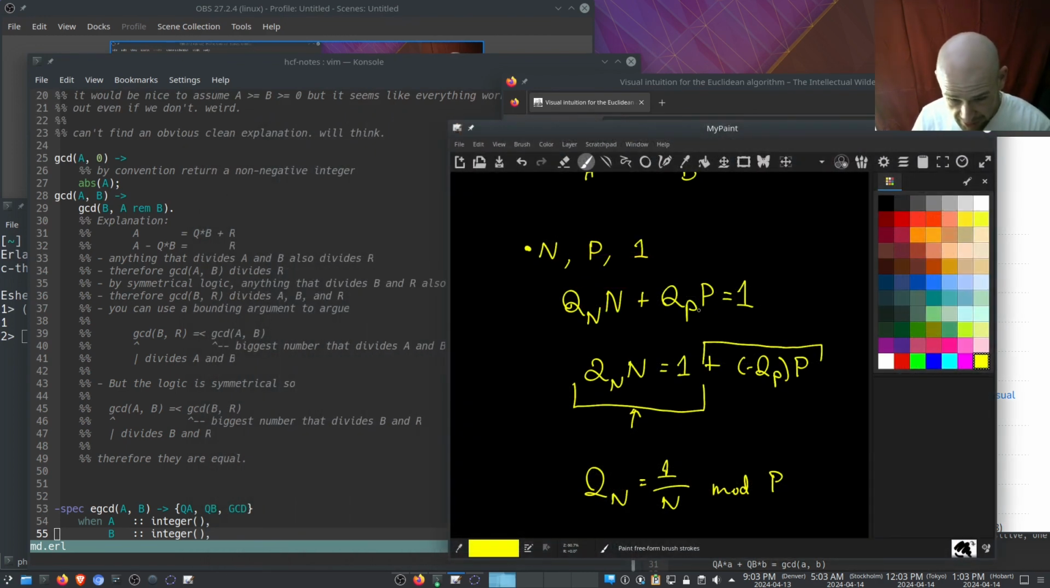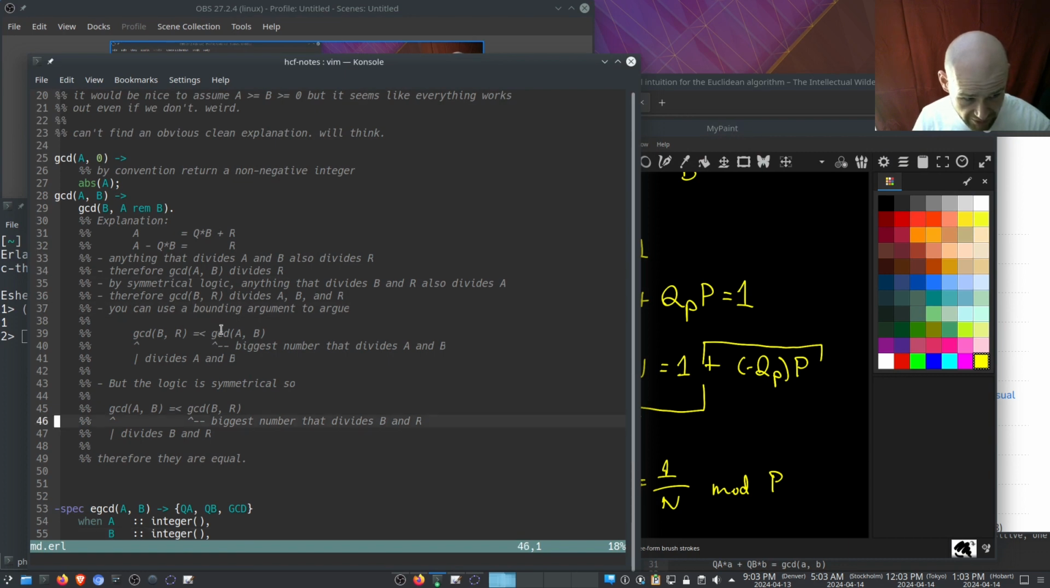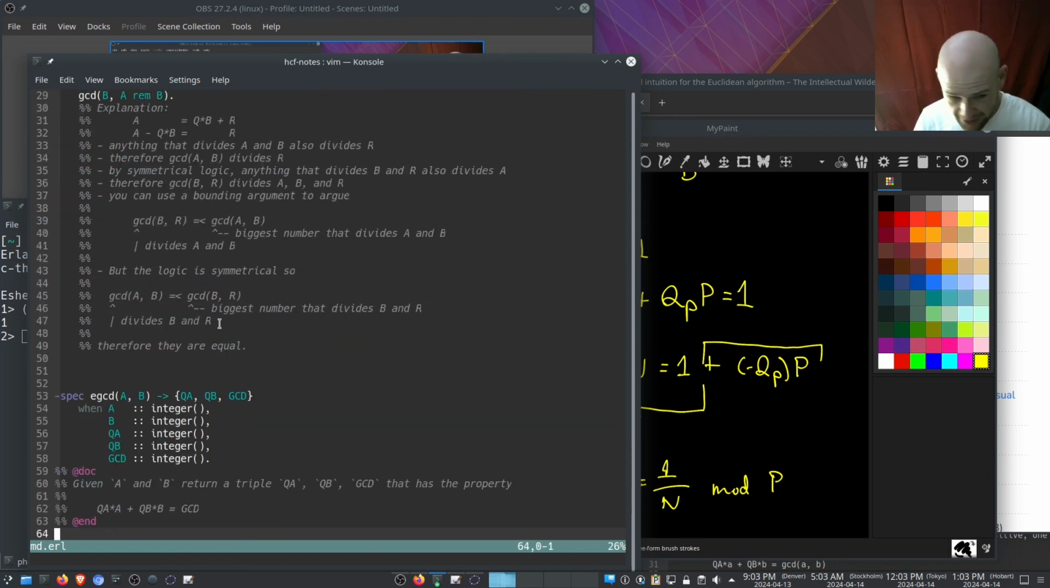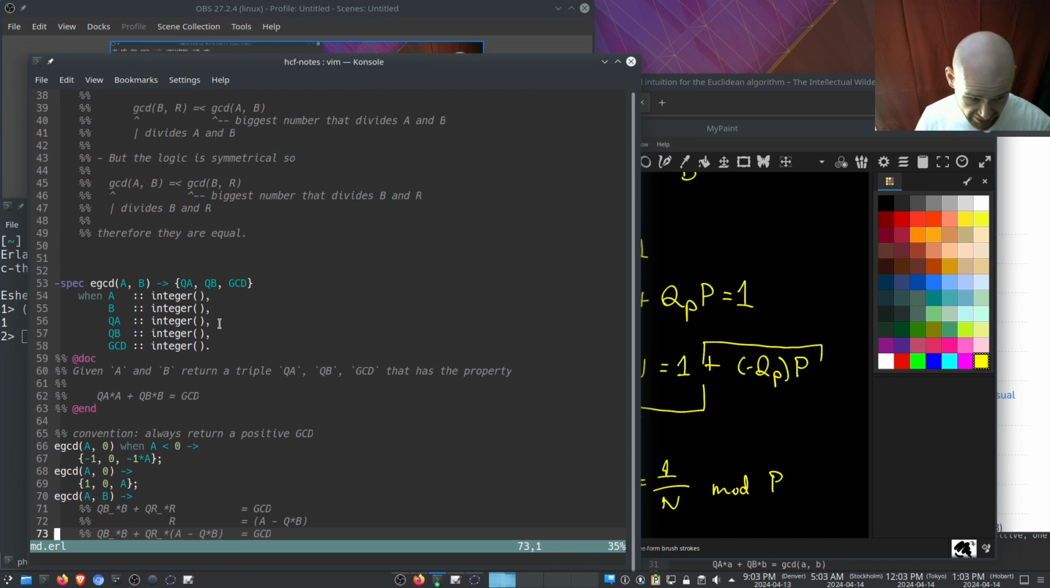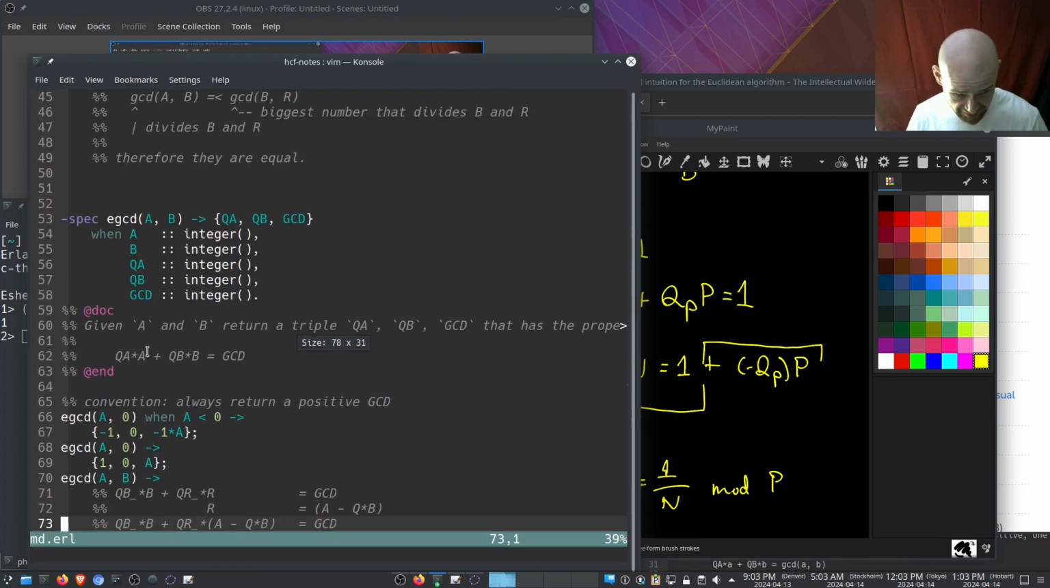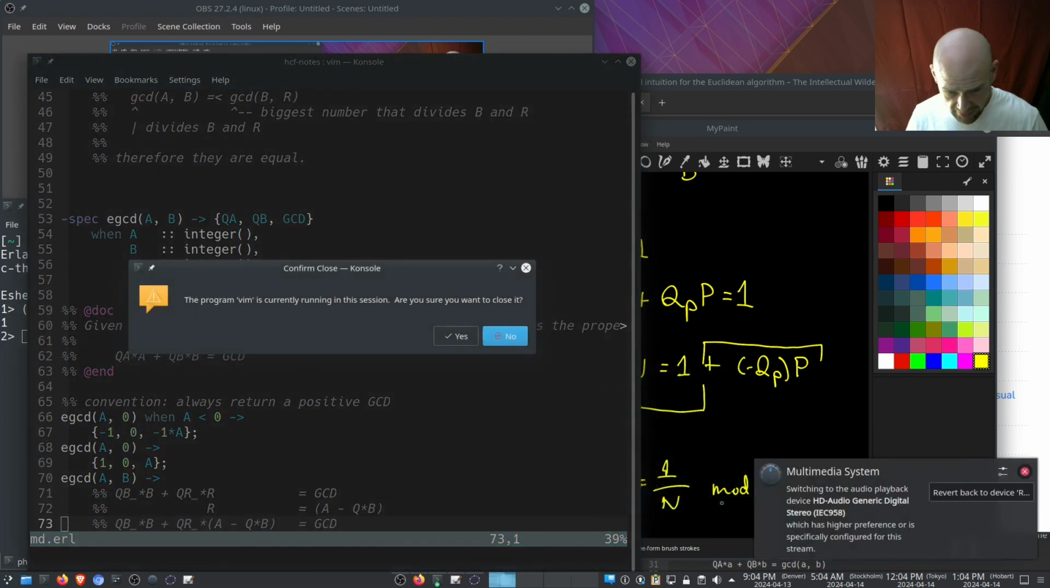So how do we compute these coefficients? It's similarly fairly straightforward. It's just a matter of making a clever observation and then doing the obvious thing. So given A and B, return a triple. This is a tuple. If you're familiar with Python or something, this is what tuples look like in Erlang.